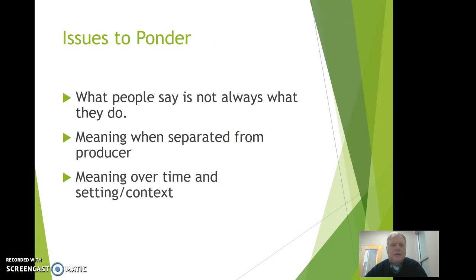So here are some things to think about. What people say is not always what they do, but the things around them may show you the truth. What's the meaning of the object when it's separated from the producer? You've got an exercise this week to talk about that. I'm going to have you post 5 objects, and I would like people to think about what they mean and for you to not tell them, and then you can tell them later what it was really about. Then think about the meaning over time and what the setting is.